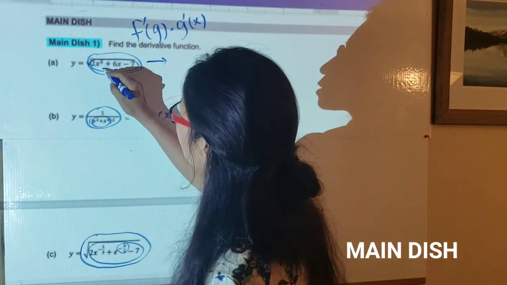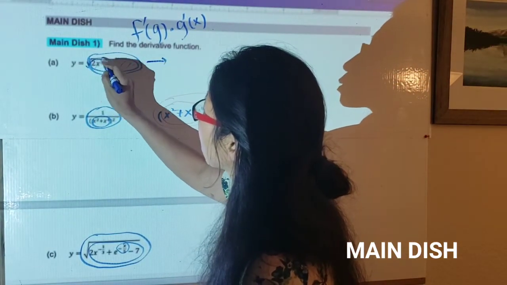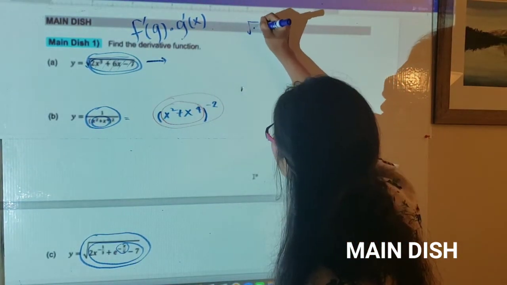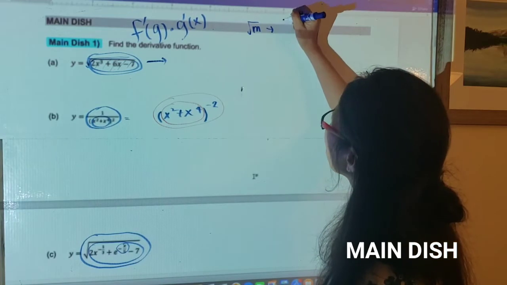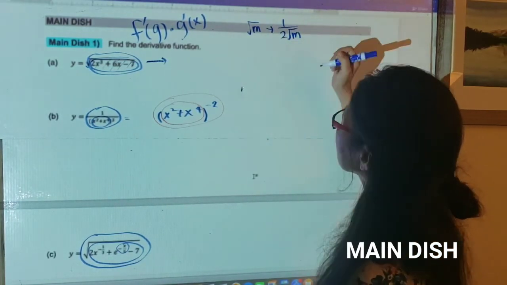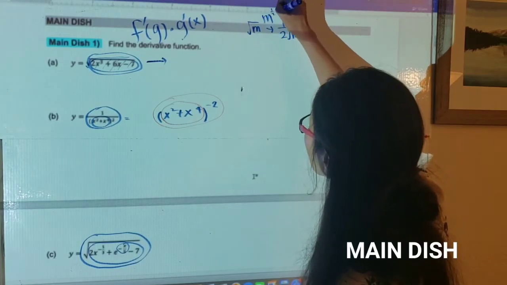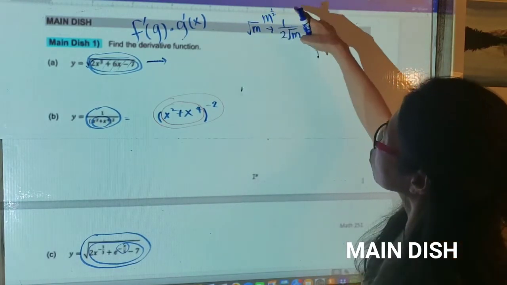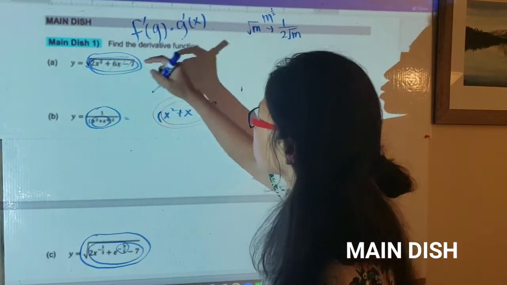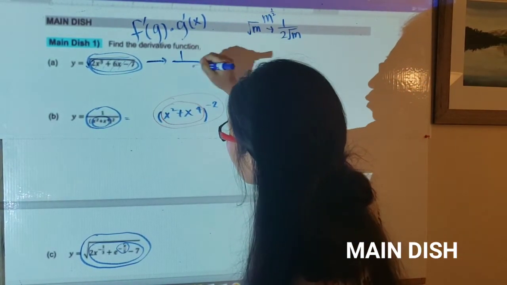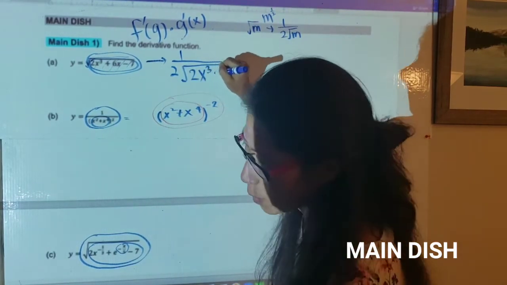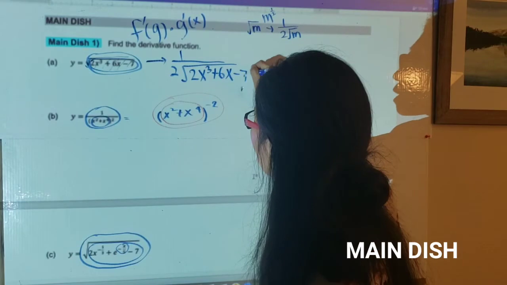I'm not going to do anything with this part, just take the derivative of the square root of whatever. So we have the square root of m. What is the derivative? It will be 1 over 2 square root of m. Keep practicing, because you will see that eventually m to the 1/2 comes down, and then negative 1/2 becomes the square root of m. I'm not going to explain much anymore. So here I get 1 over 2 square root of, copy the rest, 2x cubed plus 6x minus 7.